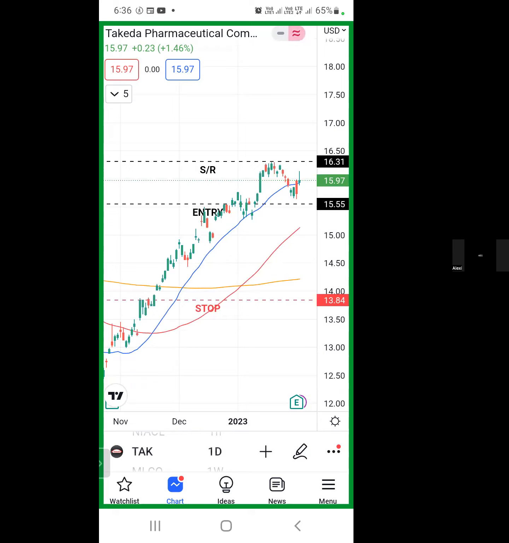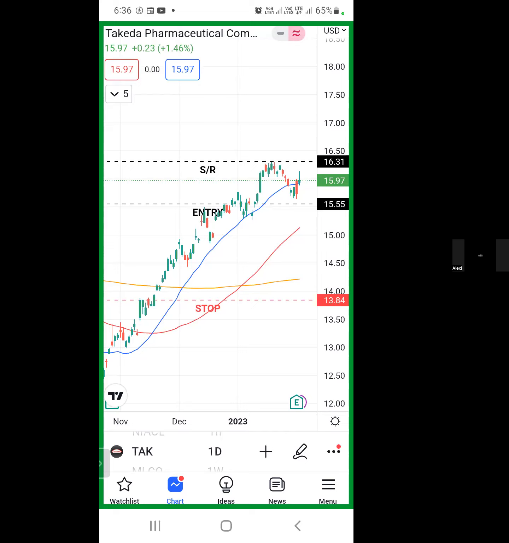uptrending stock. And also you will notice another factor is that the highs of each day are higher and higher and higher generally, and the lows are higher and higher and higher. Okay, these are a couple of ways that I use to confirm that it is an upward trending stock. Okay, so I found an entry right there, and I put a stop loss at the previous swing low.